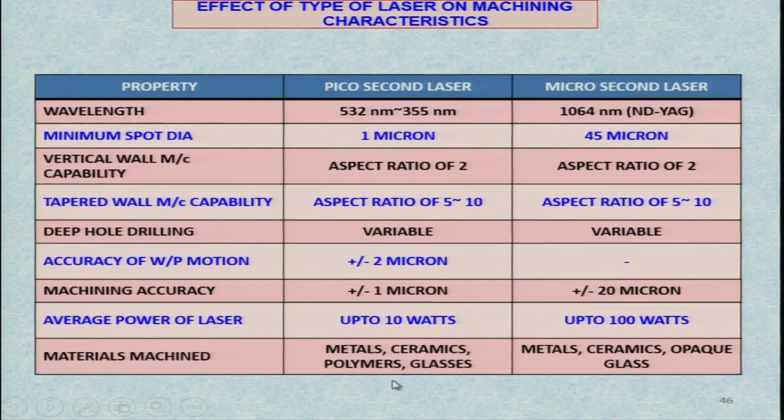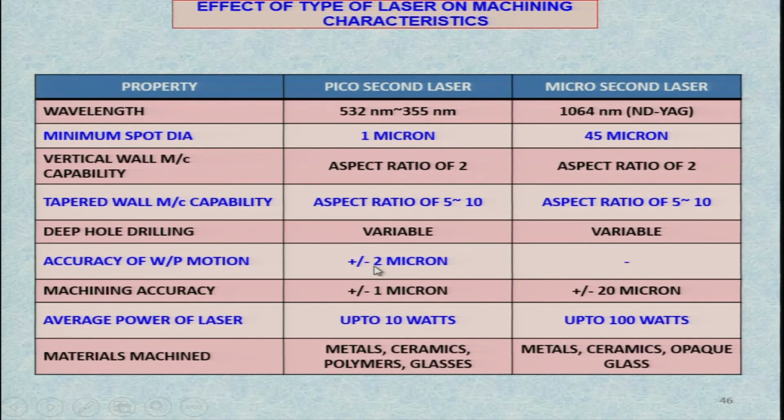Effects of type of laser on machining characteristics: you can see here that different kinds of lasers are given, picosecond lasers and microsecond lasers. So, these will have different frequencies. Wavelengths are also different in both cases. Minimum feature size that you can achieve by picosecond laser is 1 micron, here you can achieve 4 micron. Then vertical wall machining capability, aspect ratio you can achieve is 2 in both cases. Tapered wall machining capability, aspect ratio is 5 to 10, in this case also 5 to 10. Deep hole drilling is variable in both cases.